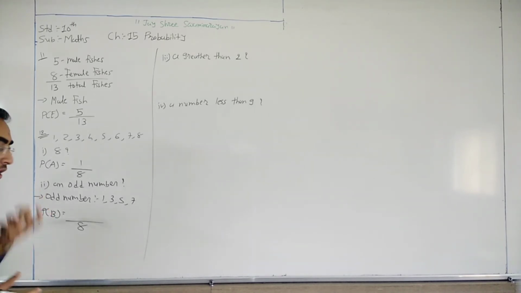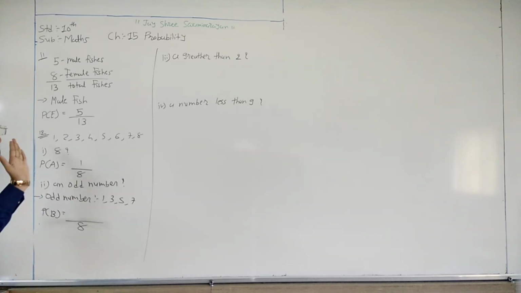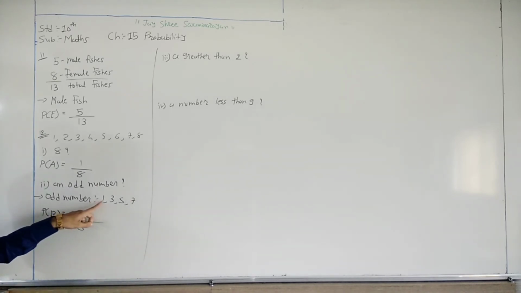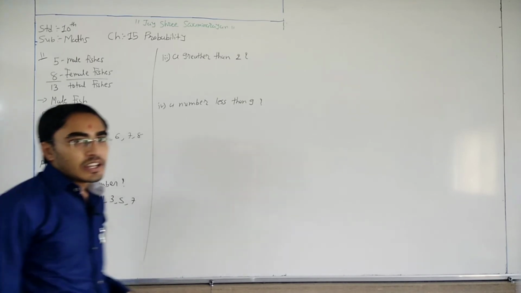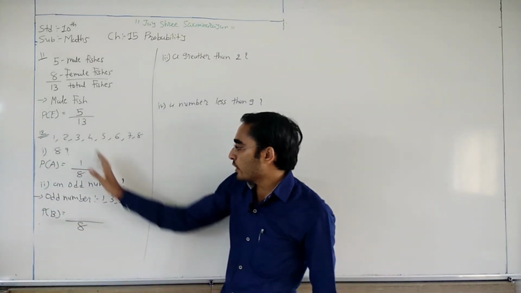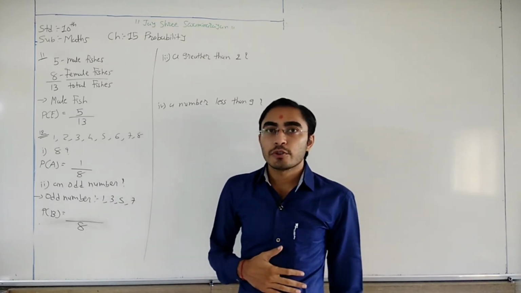Favorable outcomes. Here we need to find the probability for an odd number. So how many odd numbers do we have here? Just check how many odd numbers we have. The odd numbers are 1, 3, 5, 7. So total 4 numbers are there, right? We do not need to write this number, but we need to check it.